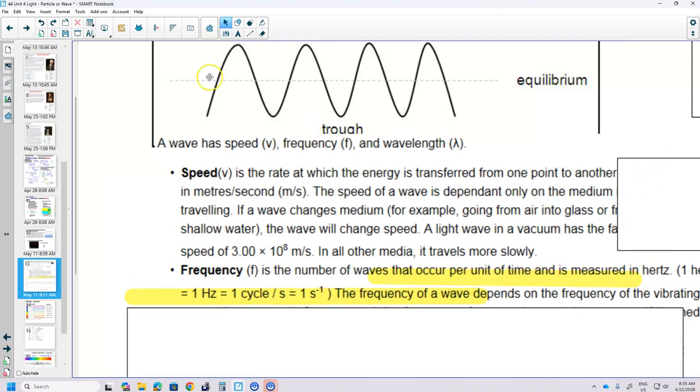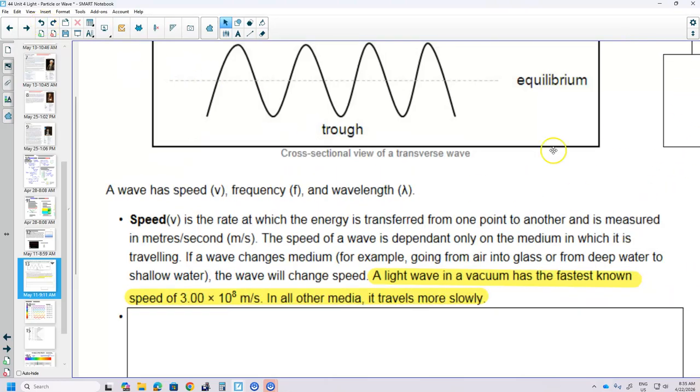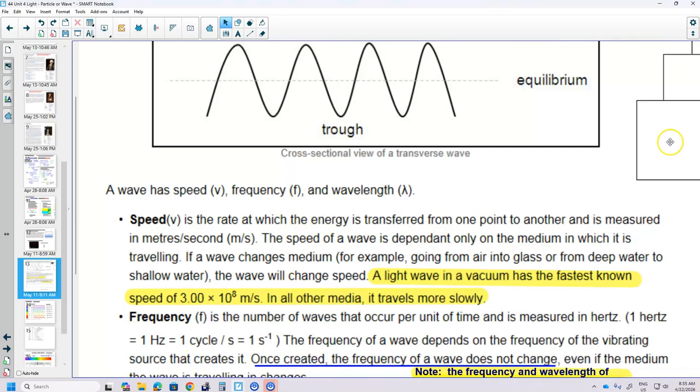We talk about the speed of a wave, a quantity that can be measured, of course. Listed here, the light in a vacuum has the fastest known speed of 3.0 times 10 to the 8 meters per second. It travels slower in other materials, basically because it interacts with the material, which slows it down.